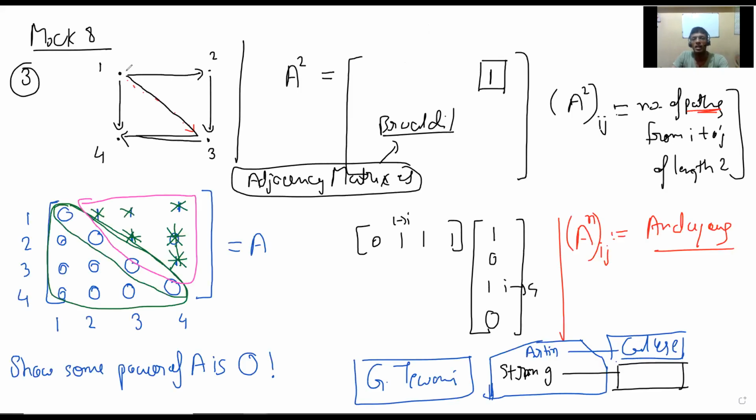Let's move on. That's why I gave this question, because even in this question, essentially we are trying to prove that there are no long enough paths, because this graph has no cycles, right? If there was a cycle, then there would be longer and longer paths, and then this power would not become zero. So that's the importance of this question: that there is no directed cycle.